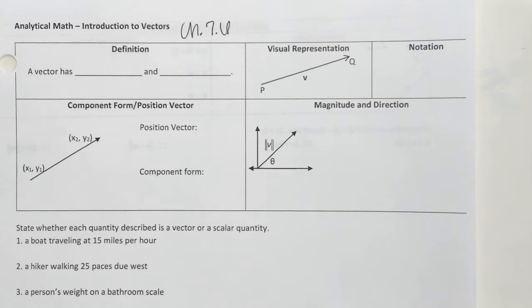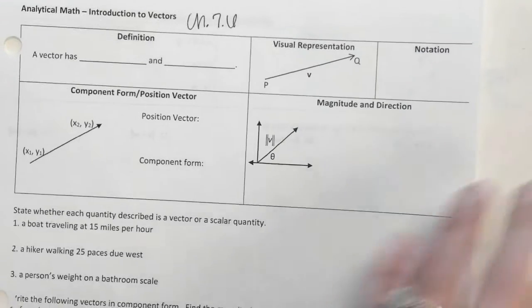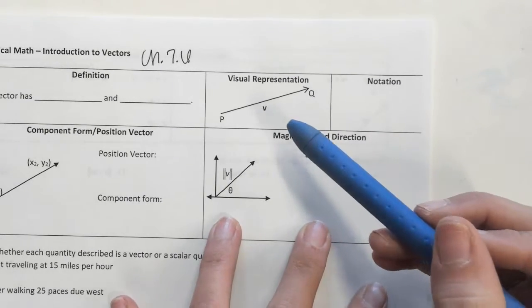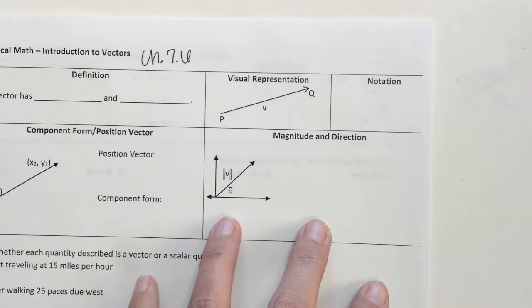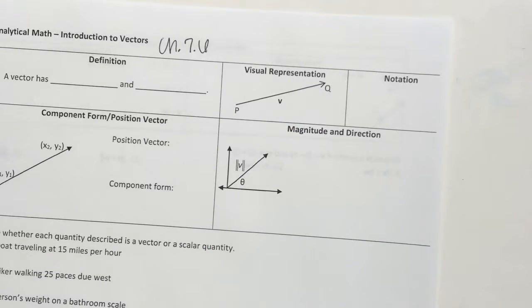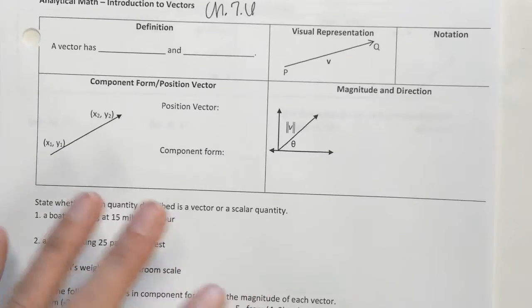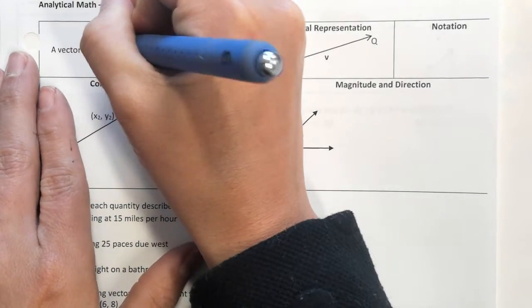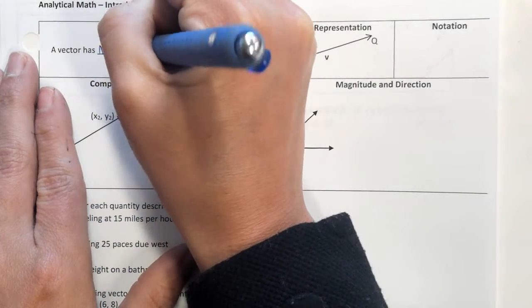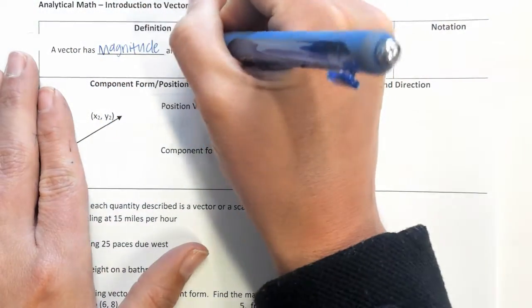All right. This chapter is all about vectors. And y'all know what a vector looks like. This is what it looks like. It's just kind of a line segment. And a vector has two things, and this is what we're going to focus on today. Magnitude. A vector has magnitude and direction.